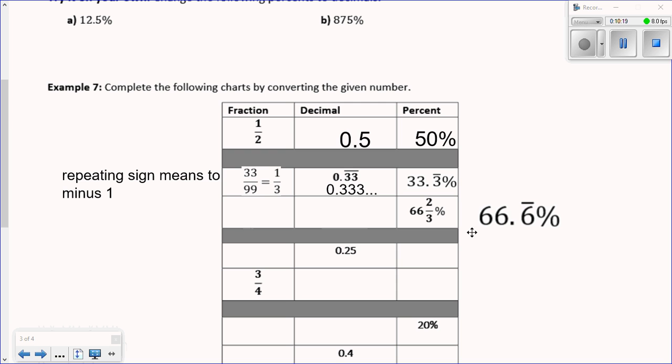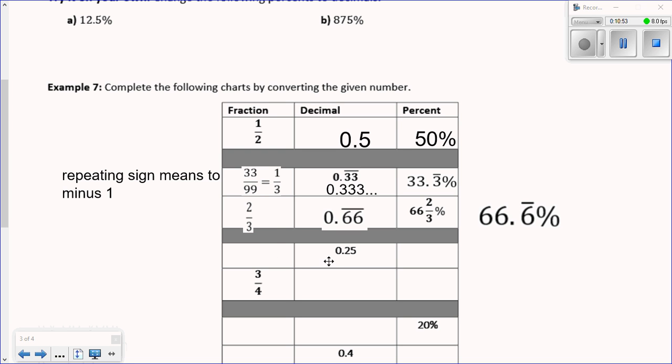Okay? So to change this to a decimal, I would just move the decimal point here over 2 spaces to the left. So I just have 0.666 repeating, which I could write as 0.66 repeating or 0.6 repeating. That would be fine too. To change that to a fraction, just like I did up here, a repeating bar means minus 1, so it would be 66 over 99, which would reduce to 2/3. Okay?